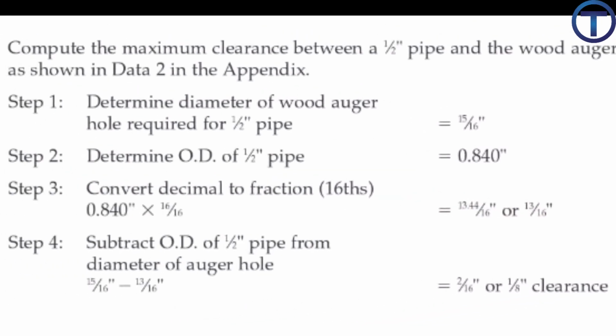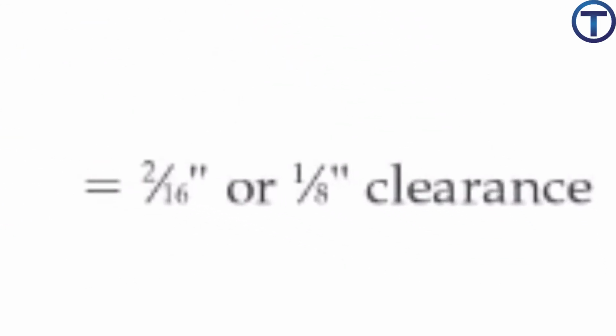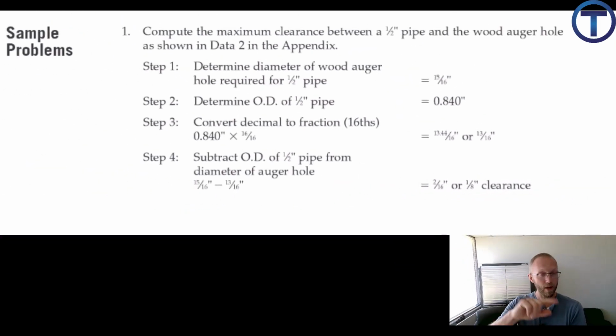So now we can take our 15/16, which was the wood auger, and we can subtract 13/16, that's the outside diameter of the pipe. That's going to leave us with 2/16 of an inch, which can be reduced to 1/8 of an inch clearance. Now that doesn't mean 1/8 all the way around, but that's the total clearance that we have between the outside wall and the wood auger.